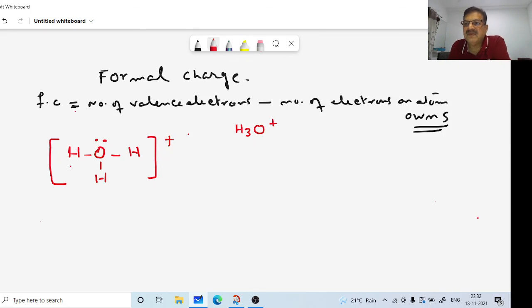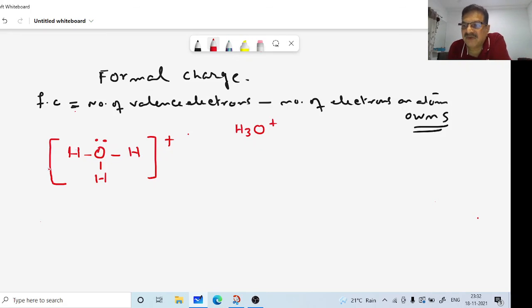Now we will have to find out what is the formal charge on each atom here, on hydrogen and oxygen, individually, and you sum up everything together, that will be the formal charge on the entire ion. Now the 2 steps as usual: we have to see the formal charge on oxygen and on hydrogen. What are the steps? Formal charge on oxygen, for example, you see number of valence electrons minus number of electrons owned by oxygen here.